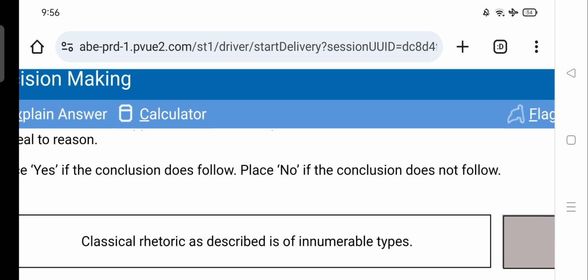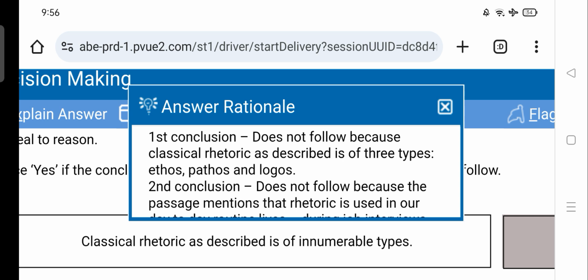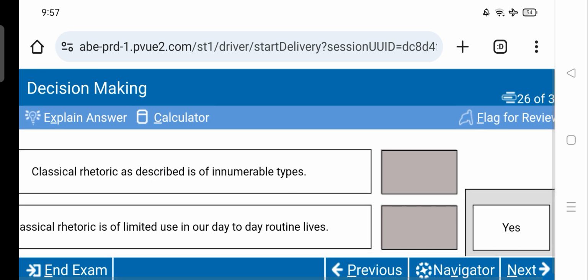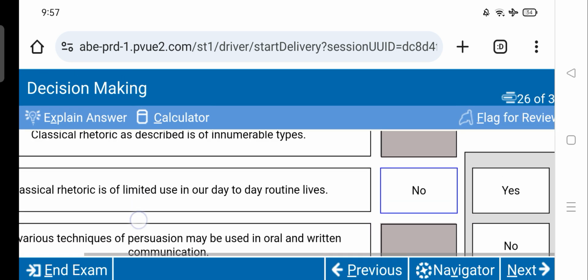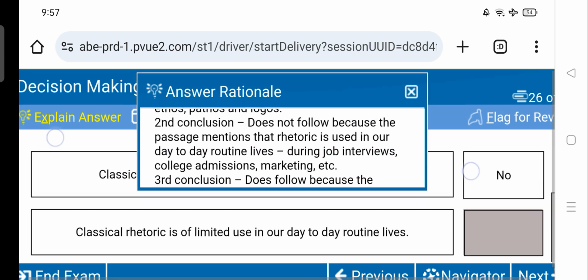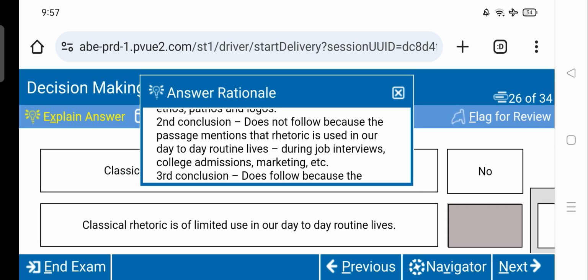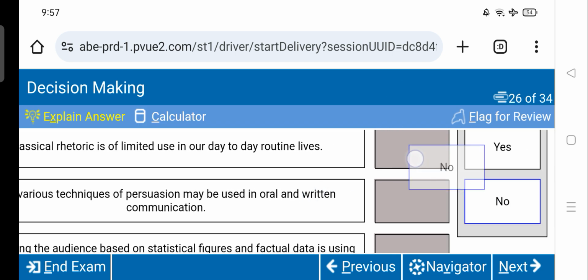So here we have our first conclusion. It does not follow because classical rhetoric as described is of three types: ethos, pathos, and logos. So as it does not follow, we will drag a no and drop it here in front of this conclusion. Second conclusion does not follow because the passage mentions that rhetoric is used in our day-to-day routine lives, during job interviews, college admissions, marketing, etc. So again it's a no, so we will drag a no and drop it here.